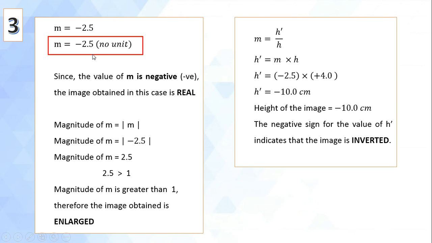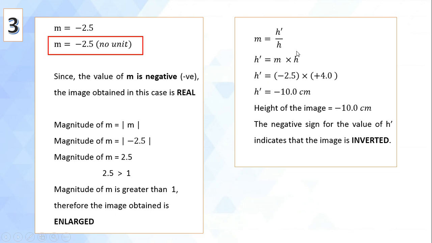Now come to the next one. M is minus 2.5. Since the value of m is negative, the image obtained in this case is real. Whenever the value of m is negative, the image obtained is real. Next, we have to find the magnitude of the magnification factor, that is, look at the value alone. In this case, the magnitude of minus 2.5 is equal to 2.5. The 2.5 is greater than 1. Magnitude of m is greater than 1. Therefore, the image obtained is enlarged.